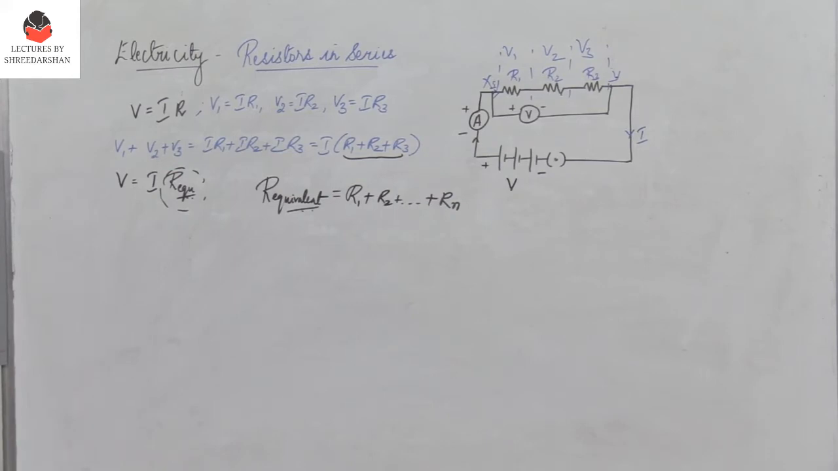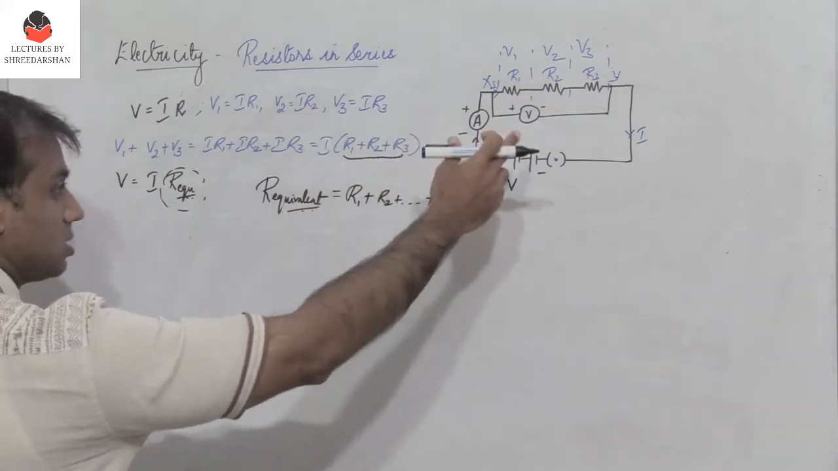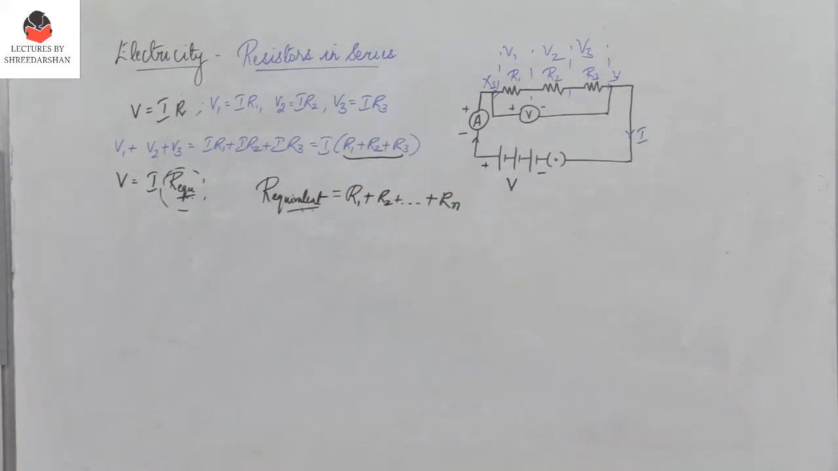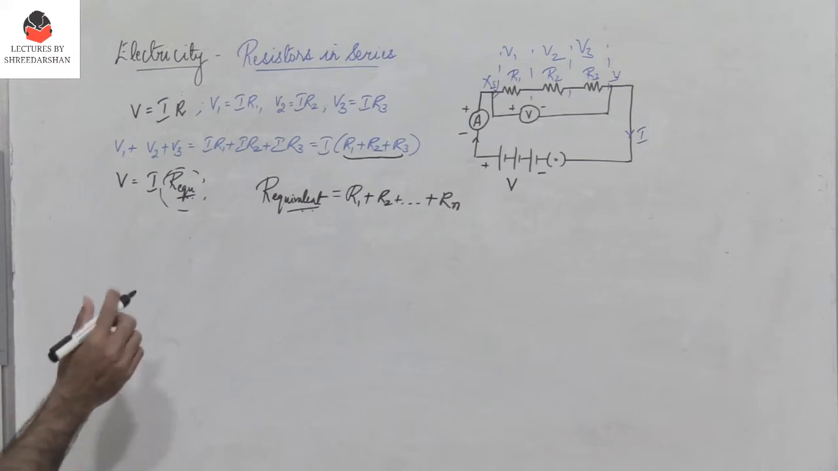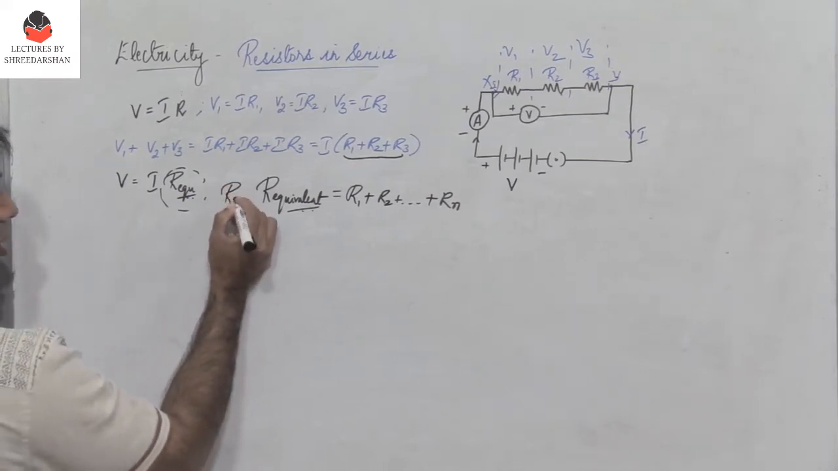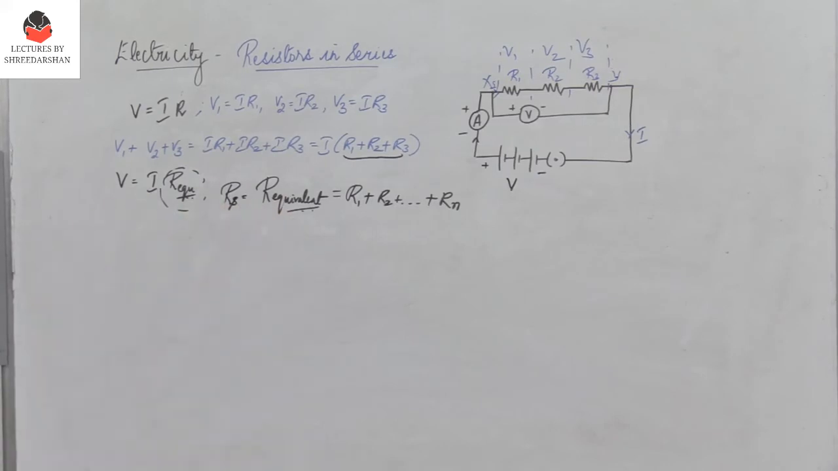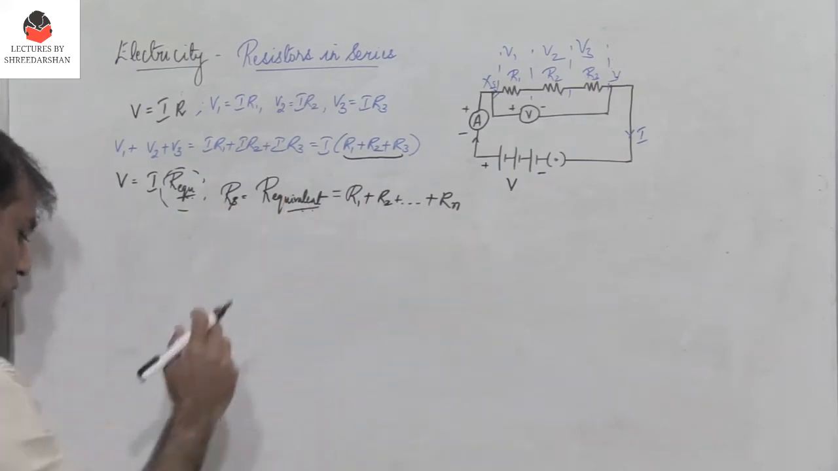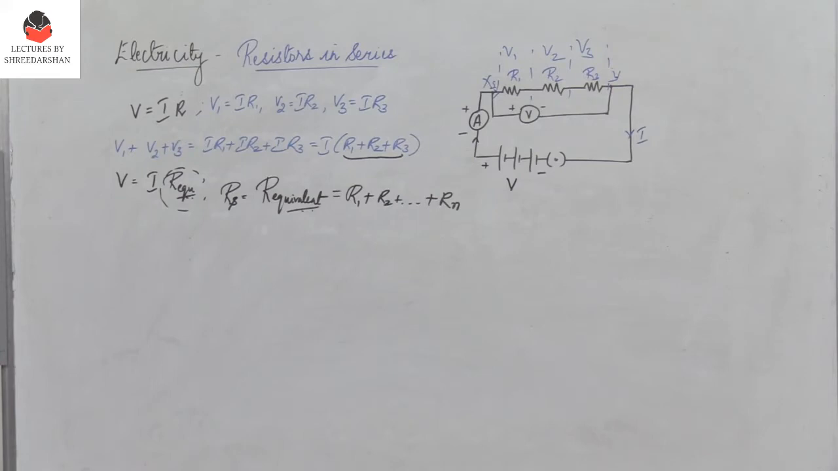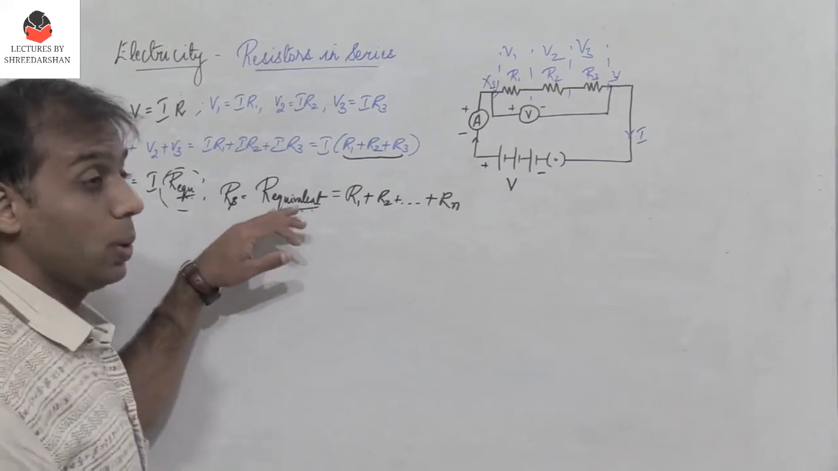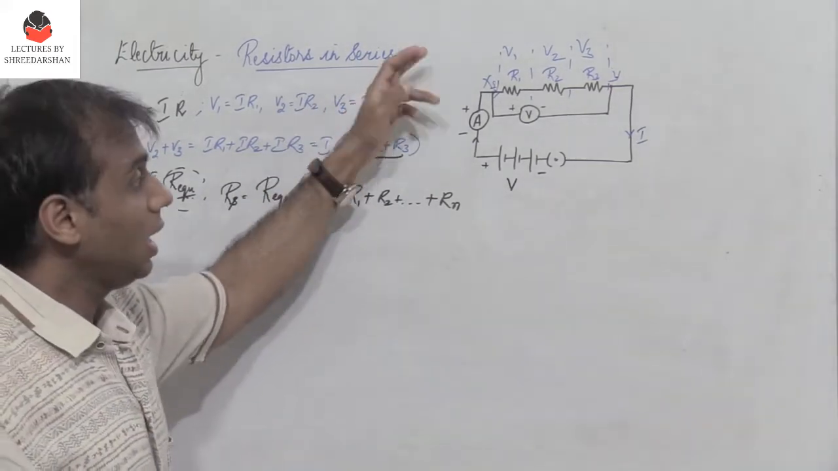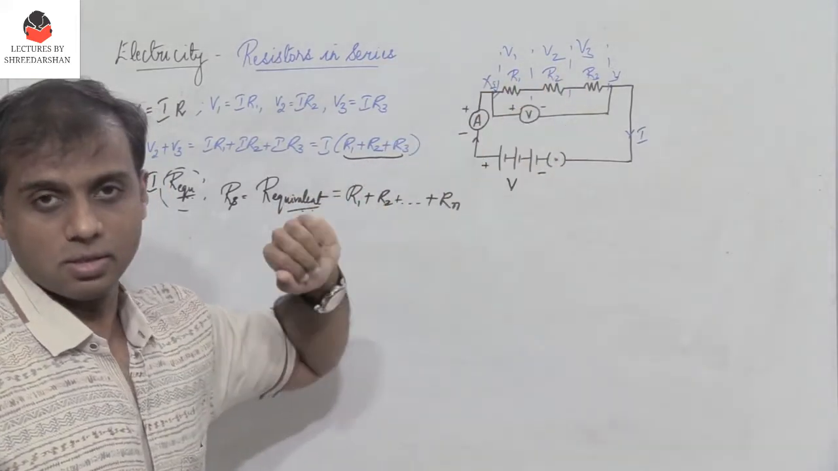So the statement is, when several resistors are joined in series, the resistance of the combination Rs, which is called the series equivalent resistance, is the sum of the individual resistances. So therefore, the series equivalent resistance is greater than any one of the resistors.